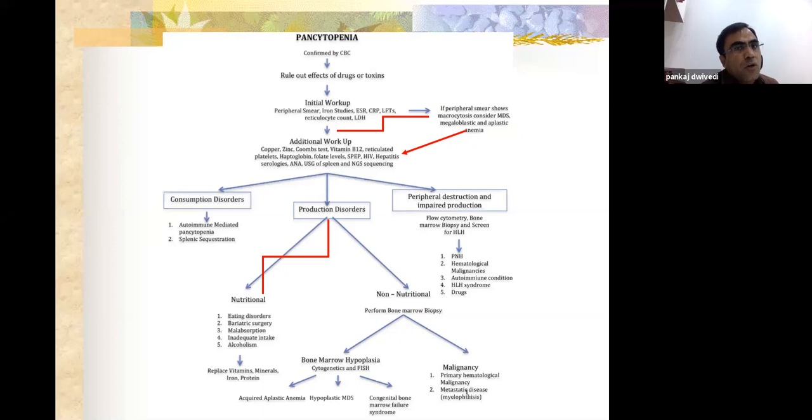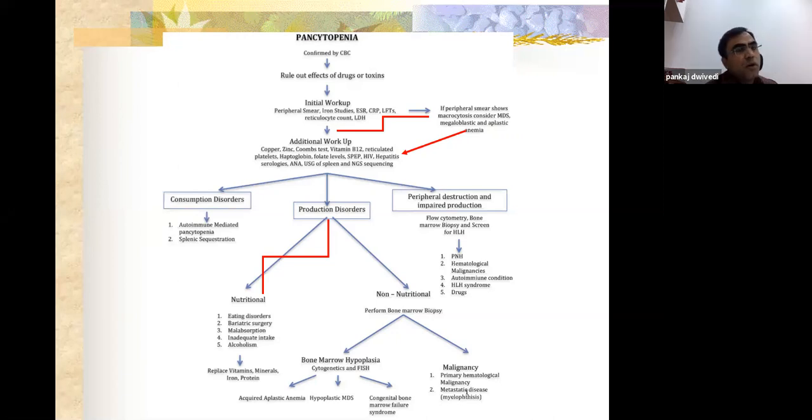Now, first rule out the effect of drugs: you have asked whether she is taking any drug which is myelotoxic. You find no, so then the initial workup you have done. Peripheral smear is the most important. If the peripheral smear shows macrocytosis, consider MDS, megaloblastic anemia, aplastic anemia. So you have three differential diagnoses.